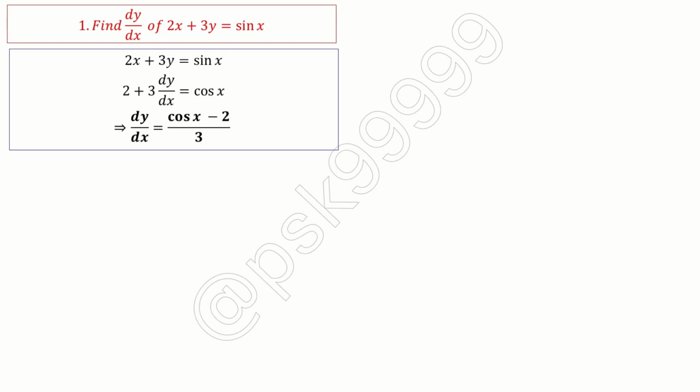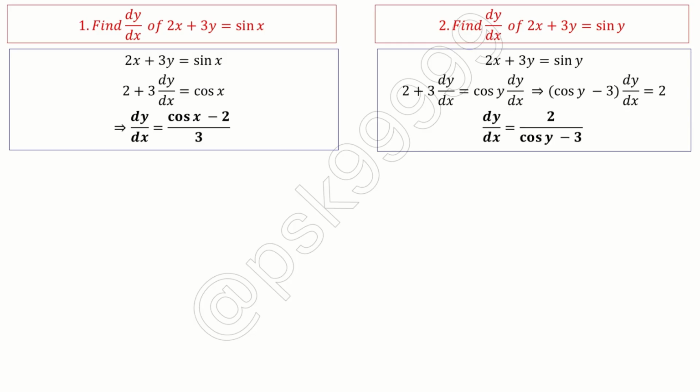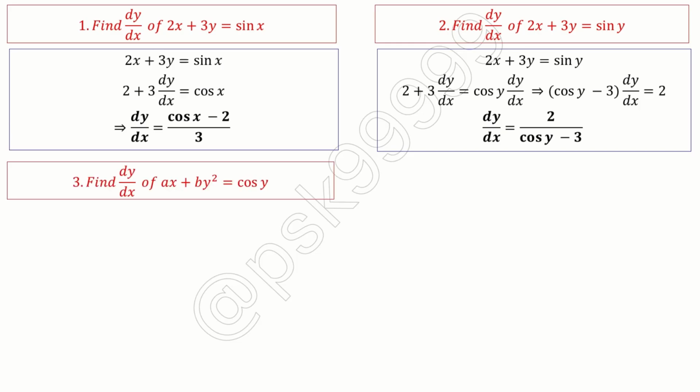Find dy by dx of 2x plus 3y equal to sin x. As we said, if we differentiate directly, it will become 2 plus 3 dy by dx equal to cos x. Dy by dx is nothing but cos x minus 2 divided by 3. This is also the same. So dy by dx will get 2 divided by cos y minus 3. This is also straightforward.